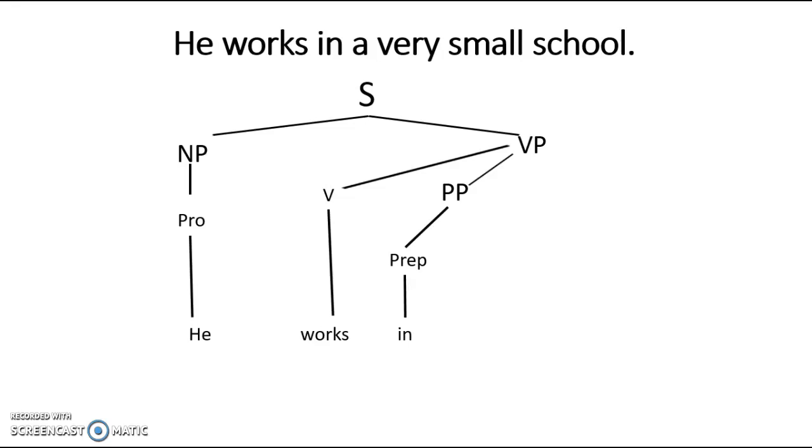But what do I have here? I have a very small school. I have to diagram that from the PP because it's related to the PP. In a very small school. What do I have here? And pay attention. We have a noun phrase because we have a determiner that indicates that we have a noun phrase, and we have to diagram it.